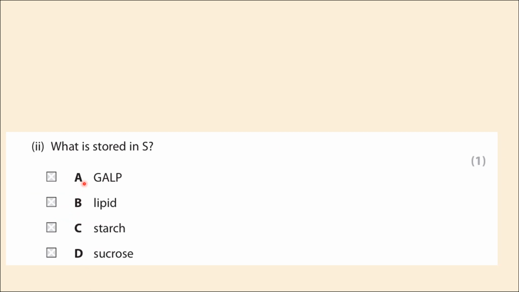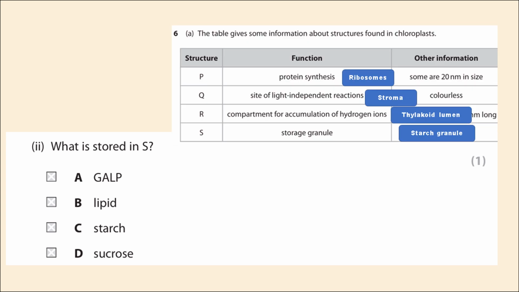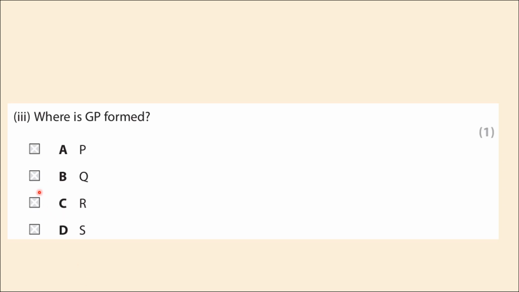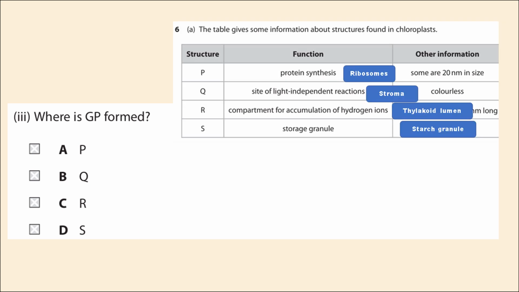The next question asks what is stored in structure S, referring to the diagram. Structure S represents storage granules, specifically starch granules, which store starch molecules in the chloroplast. So your answer is C, starch. The next question asks where GP, glycerate 3-phosphate, is formed. According to the diagram, GP is produced in the site of light-independent reactions, which occurs in the stroma of the chloroplast. Therefore, the correct answer is structure Q.